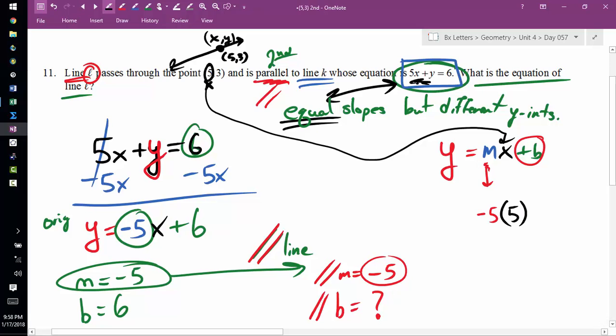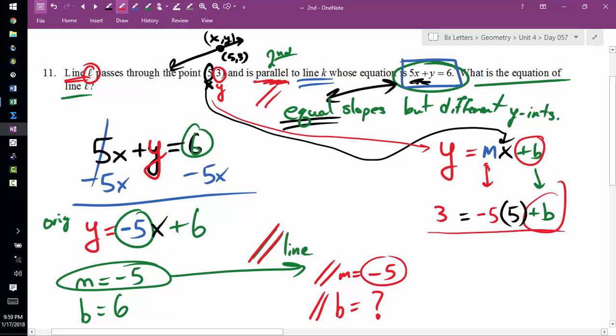And that was multiplication, so I'll toss in the 5. I'll tack on that plus b, throw in my equal sign. And the same thing goes for this 3. Right? That's the y value of the point that belongs to my line. So wherever I see a y, I'm allowed to put 3. And now I've got an algebraic equation that I can solve for b.